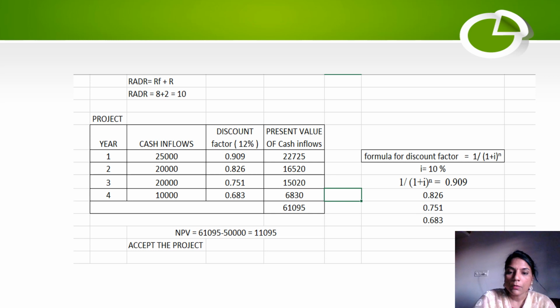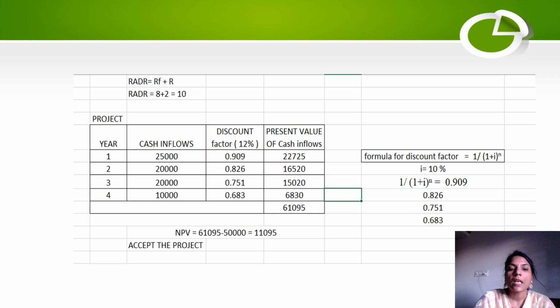So the first year, if we look into that, 0.909 has come from 1 divided by 1.1. For the second year, it will be 0.909 divided by once again 1.1. It will give you 0.826. It will keep on going. So first we will calculate these discounting factors, and the cash inflow should be multiplied by this discounting factor.